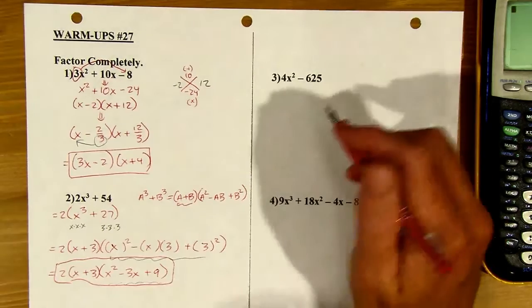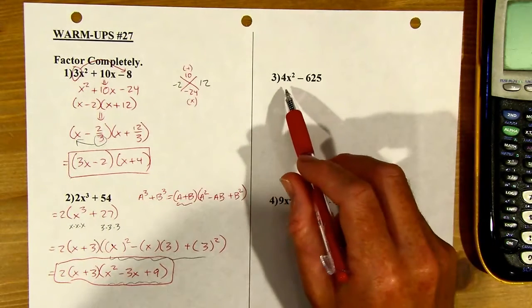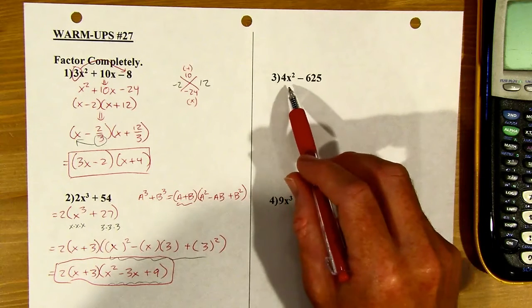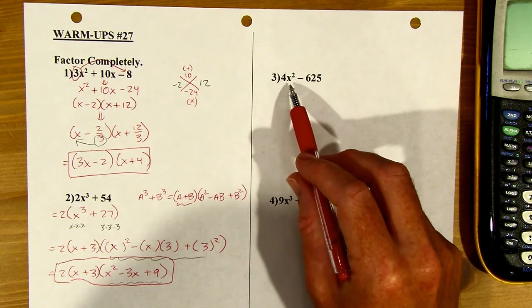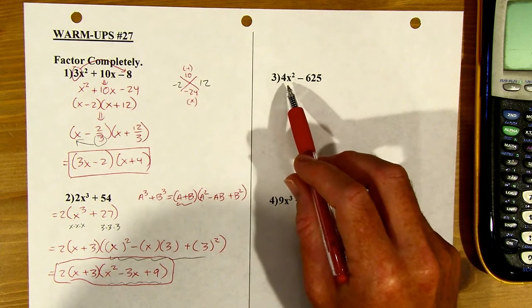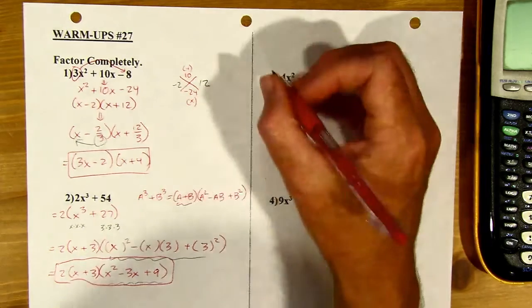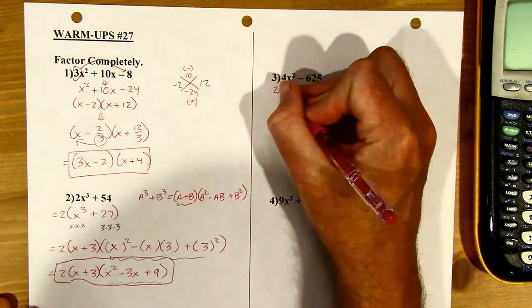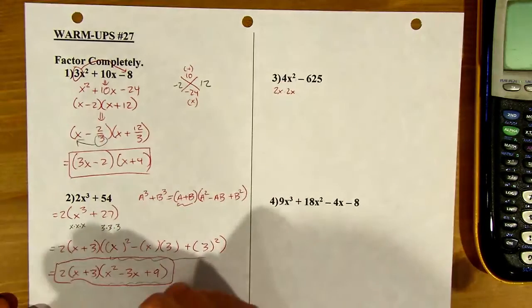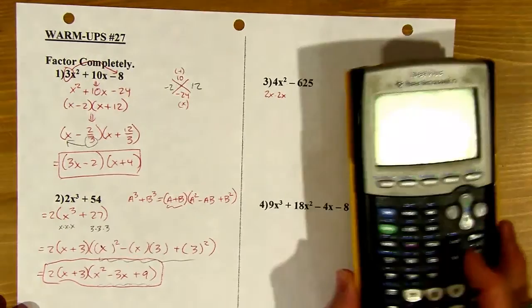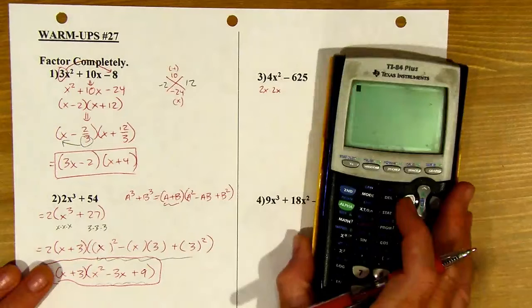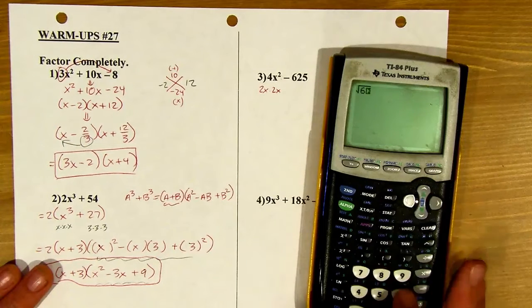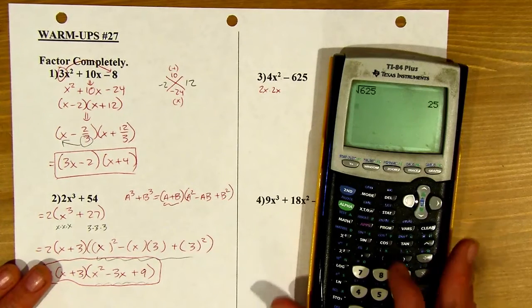So next problem, it might be tempting to think, oh, this is a difference of cubes, but no, those aren't cubes because I've got a squared term here, so I'm not going to be able to multiply something by itself 3 times to get 4x squared. But I can do 2x times 2x, right? That would give me 4x squared. And 625, let's check if that is a perfect square. So I'm just going to put in the square root of 625 into my calculator, and sure enough, it's 25.